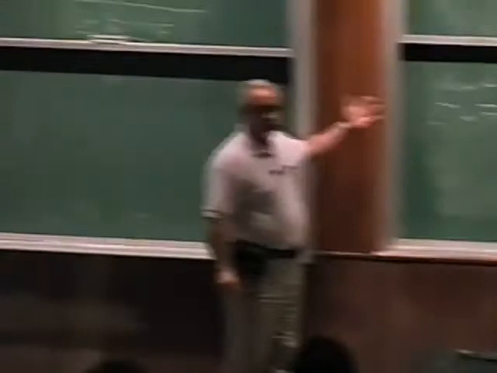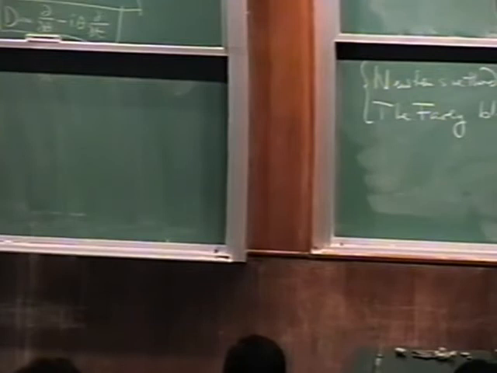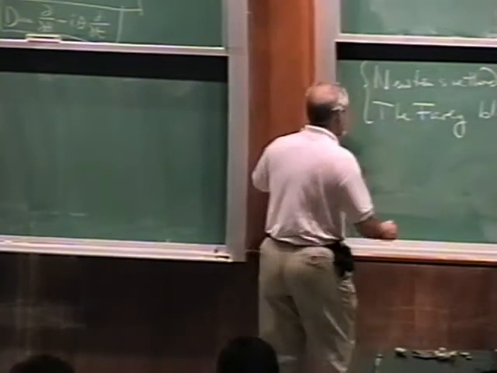So, to study Newton's method in two complex variables, I'm going to specialize myself down to solving the equations f of x y is equal to y minus x squared minus a, x minus y squared minus b equals zero. In other words, I'm going to be trying to do Newton's method to intersect two parabolas like that.